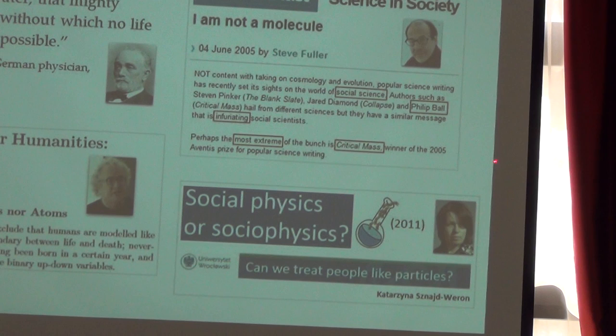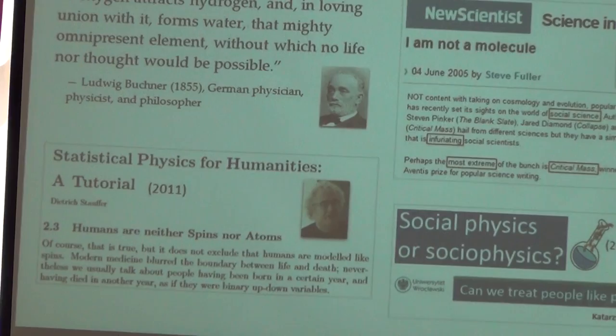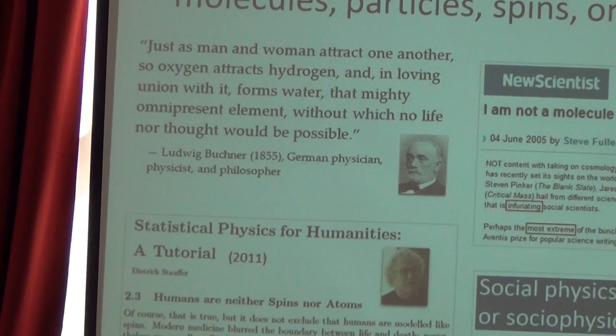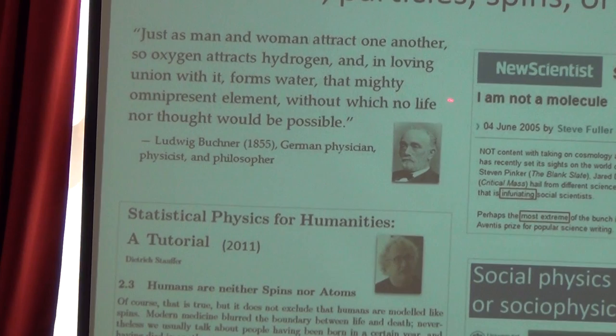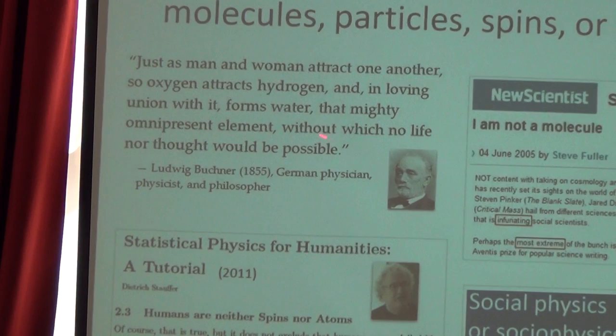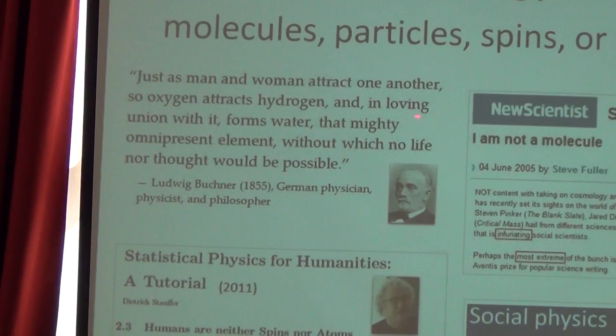This is the old school way of looking at things here. Ludwig Büchner says, just as man and woman attract one another, so too do oxygen and hydrogen attract each other. Well, that's a correct statement. The incorrect statement here is he's using the terms loving and life. Those are metaphysical terms. So when you do your socioeconomic theorizing, you want to get away from metaphysical terms, and instead use technical terms that actually have foundation. So you can use reactivity or animation for life, and loving is the replacement for those terms.